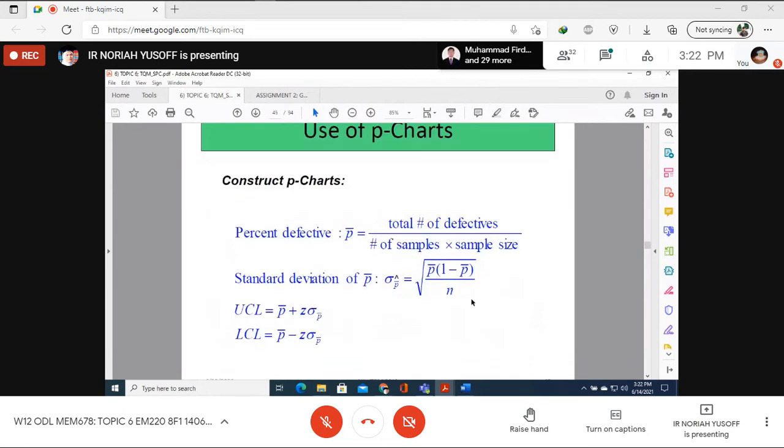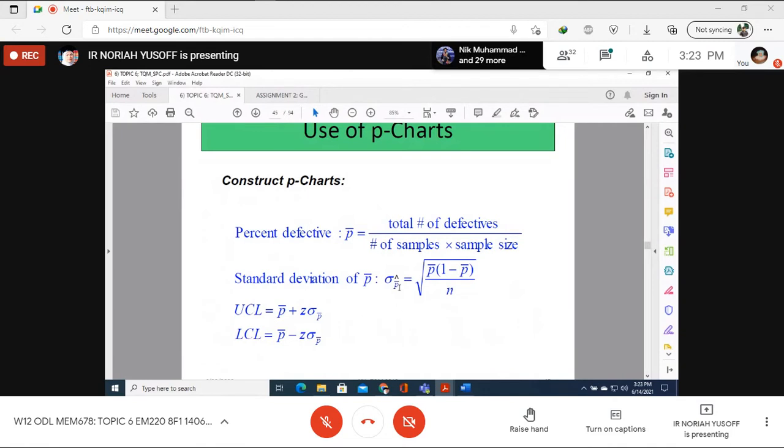So how to construct the P charts? Percent defective P is total number of defective items divided by number of samples, total number of defectives. Katalah dalam sampel tu you jumpa ada beberapa sampel defectives. So you divide by number of sample. How many sample do you take? Divide by the sample size. How many sample? Then 1 sample, 2 sample. Dalam 2 sample tu ada sample size dia of multiple of 20 for example. Okay, kita akan do the example of the calculation.